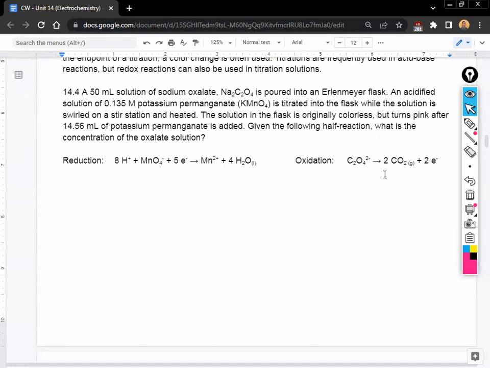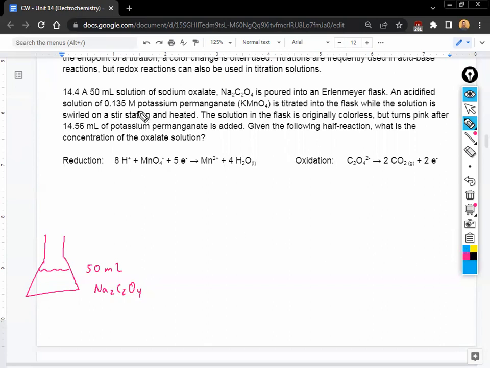Okay, guys, let's go over what the sketch is. It's telling us that we have 50 milliliters of sodium oxalate in an Erlenmeyer flask. If I did a very simple drawing, this is my Erlenmeyer flask, and inside the flask we've got 50 milliliters of sodium oxalate, Na2C2O4, on the bottom.